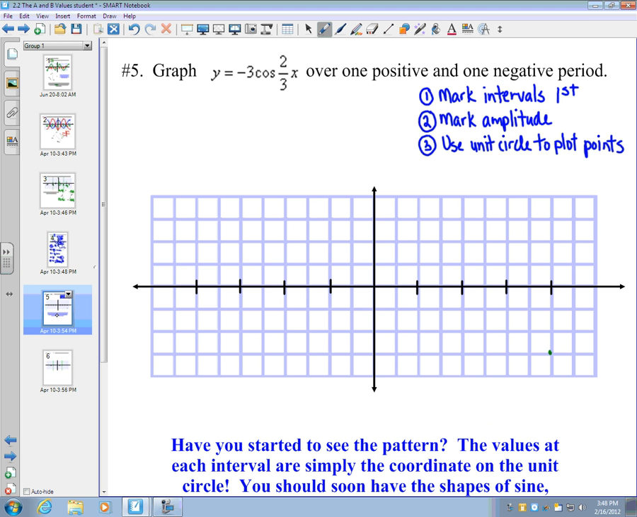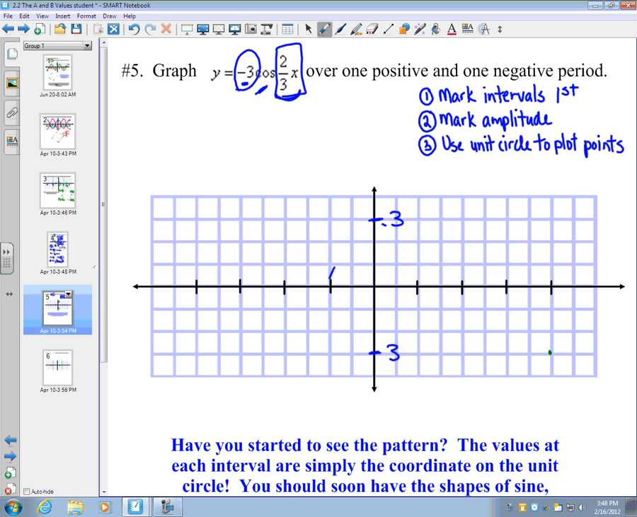Here we have y equals -3 cos of 2/3 x. Okay, so this number, this a value here, that affects what? A affects amplitude. So instead of having an amplitude of 1, this is probably going to have an amplitude of 3. But there's a negative. So instead of being a cos graph like this, I'm going to anticipate it's going to be a cos graph like that.